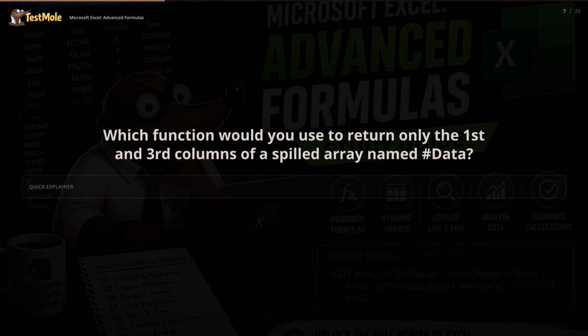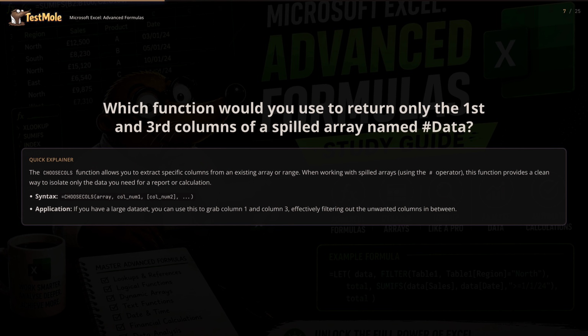Which function would you use to return only the first and third columns of a spilled array named #data? The CHOOSECOLS function allows you to extract specific columns from an existing array or range. When working with spilled arrays, using the hashtag operator, this function provides a clean way to isolate only the data you need for a report or calculation. Syntax: equals CHOOSECOLS, array, column 1, column 2. Application. If you have a large dataset, you can use this to grab column 1 and column 3, effectively filtering out the unwanted columns in between.